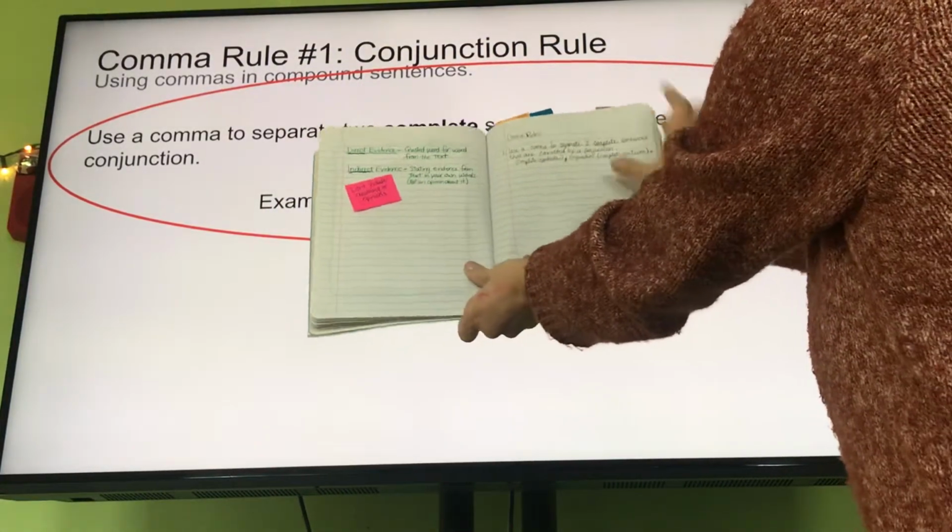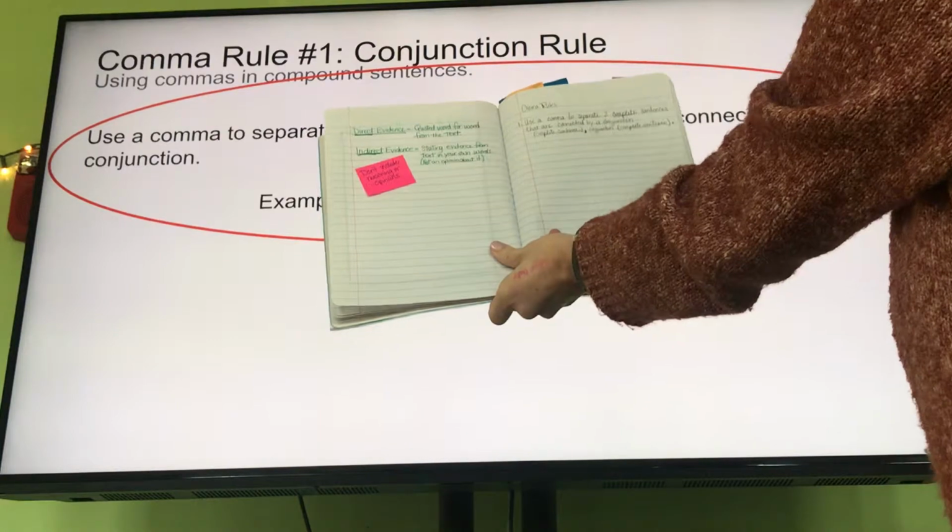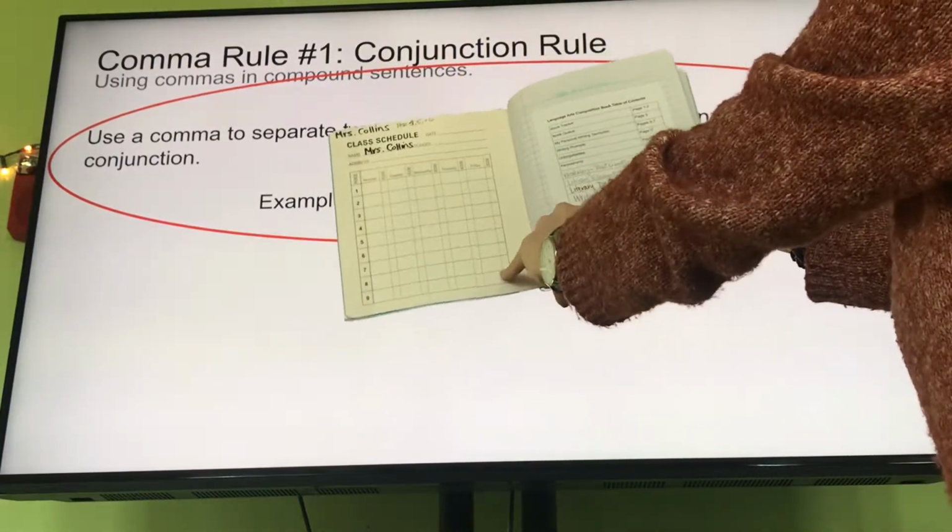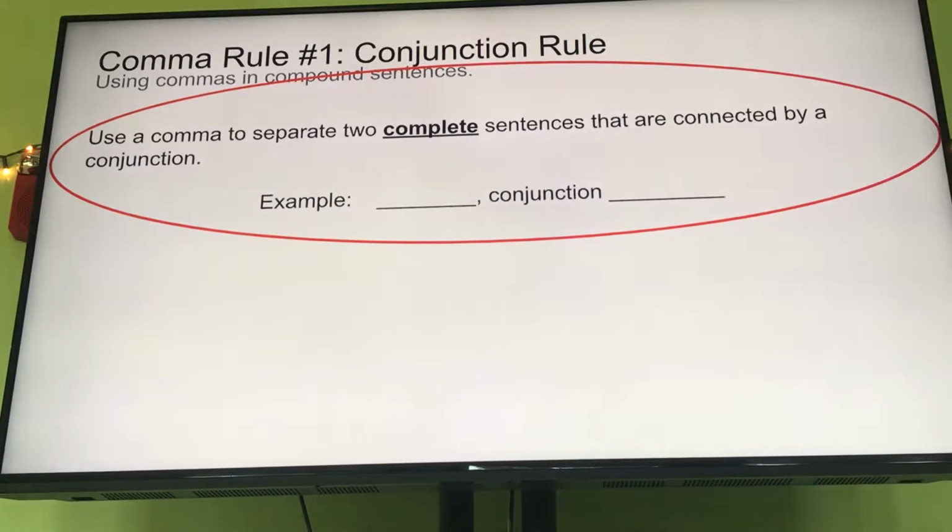You're going to want to make a page that says common rules, and you're going to put common rule number 1 there. Then you're going to go to your table of contents, and you're going to write commas so you know where it is, so it's all nice and organized. And you're going to write: common rule number 1 is the conjunction rule. Use a comma to separate two complete sentences that are connected by a conjunction.